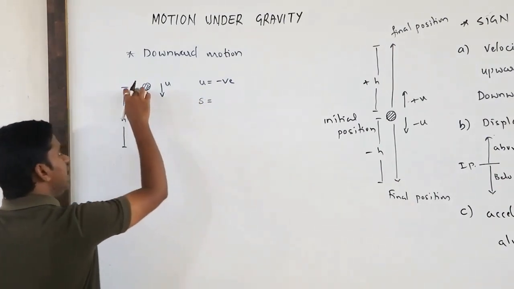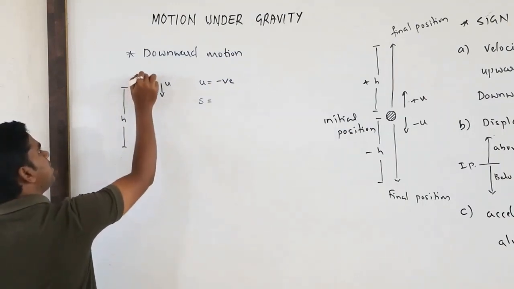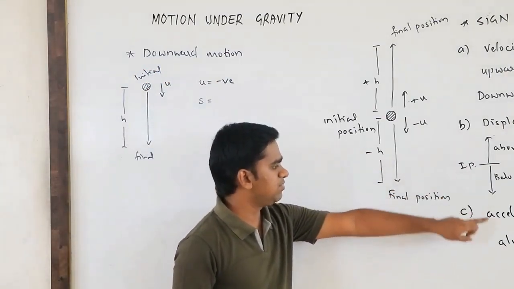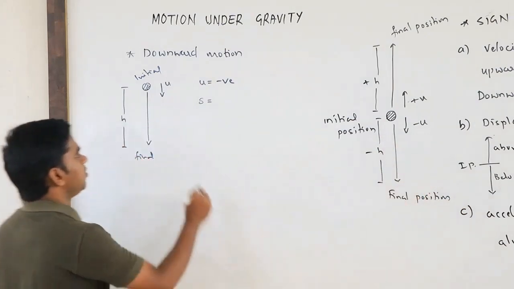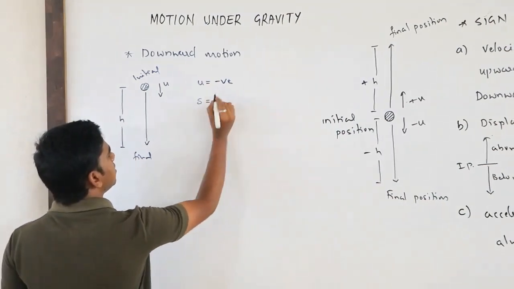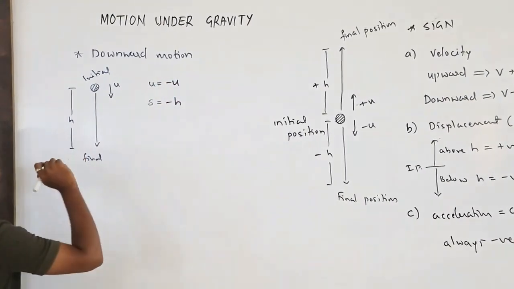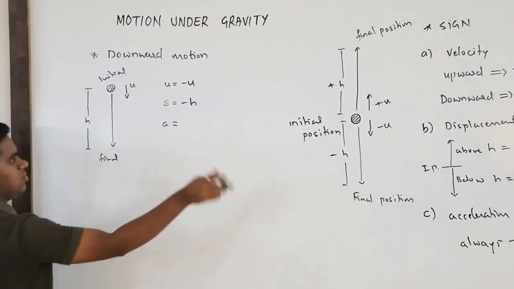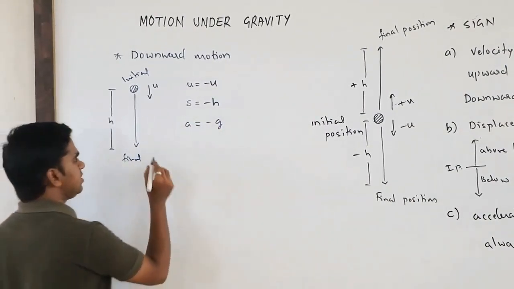Then what about the H or displacement? S equals to, again your final position is below the initial position. What does the rule say? If the final position is below the initial position, your H is also going to be negative. So we can take it as minus H, and this we can take as minus U. Similarly, one more thing, A, as we mentioned in our sign convention, is always minus G.